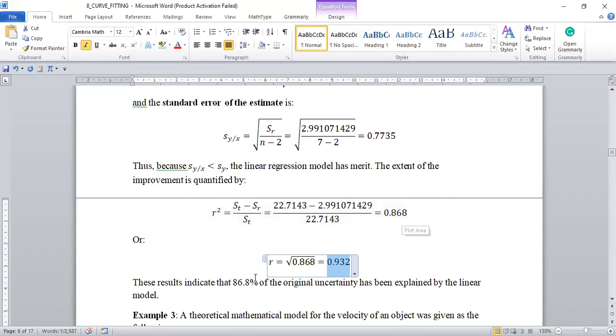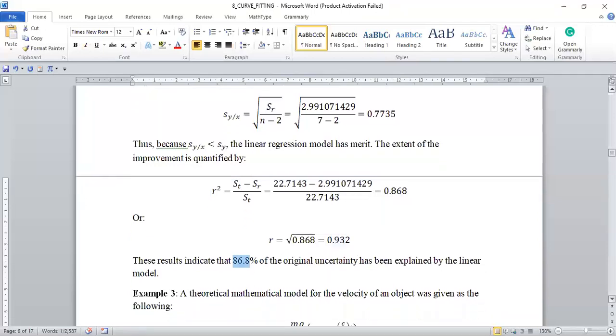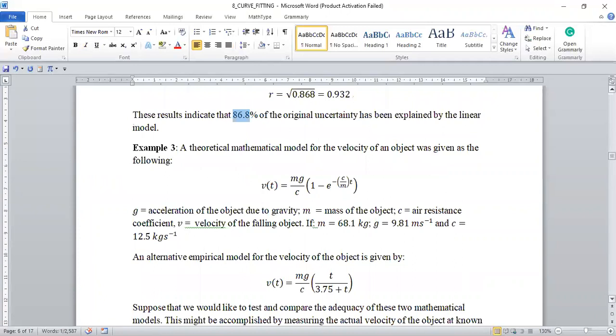Then the R squared kind of accounts for the variability in the data points. If we are trying to attain 100%, we know that there is 100% of the original uncertainty that has been explained by the model. So we are a bit close to 100%. So we know that the line that we fitted is actually a very good fit. So I want to go to another example.